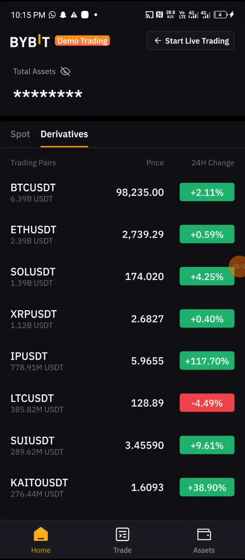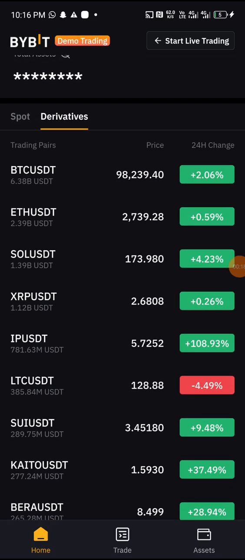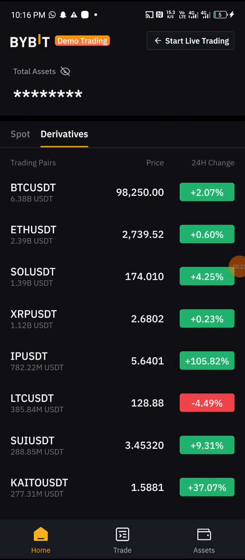Today we'll be looking at leverages on Bybit. Are you a derivative trader? If you are a derivative trader, this is for you. And if you are aspiring to be a derivative trader, this is for you as well.